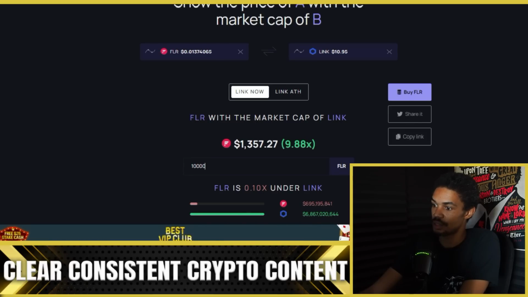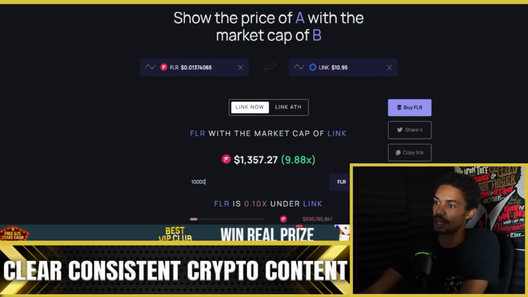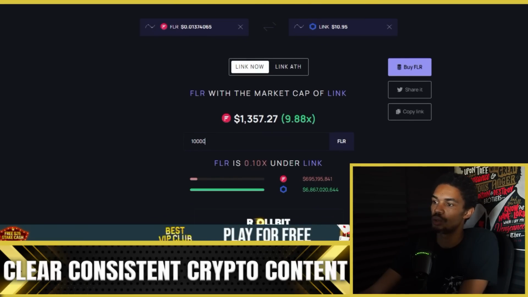Now, before we get out of here, guys, just take a look at this really quick. CoinMarketCapOf.com. Love this website. Show me the price of asset A with the market cap of asset B. A would be Flare, B is Chainlink, and we have it set to where Chainlink's market cap is as of this morning. And if Flare were to go from the $700 million market cap it sits at right now to 6.8 billion, you're looking at a 9x from here. 10,000 Flare tokens is about $150 right now. That's a decent spread, in my opinion.